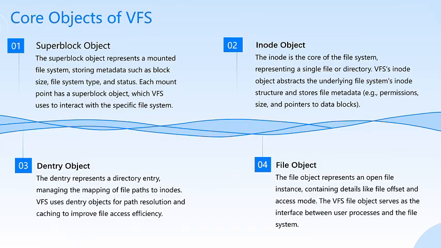And then are the core objects of VFS. First is the superblock object. It represents a mounted file system, storing its type, status, and other details. An inode object represents a file or directory, storing metadata like size and permissions. Then is the dentry object. It manages the mapping between file paths and the inodes for quick lookup. And then is the file object. It represents an open file instance, including its access mode and position.